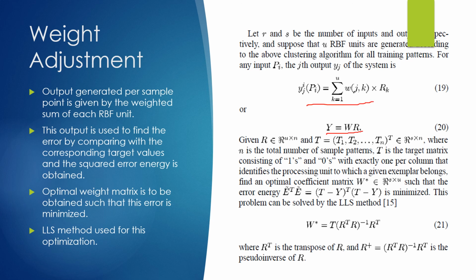Since T is the target matrix that we have, it consists of all the target values that must be generated for the corresponding inputs. Using the target matrix as well as the output matrix, we can compute the error signal generated for each input, and we can find the squared error energy, which is given by this formula over here. We must make sure that the error which exists in the system is minimized. This can be solved using the LLS method, in that the optimum weight matrix is given to us by the product of the target matrix and the pseudo inverse of R.